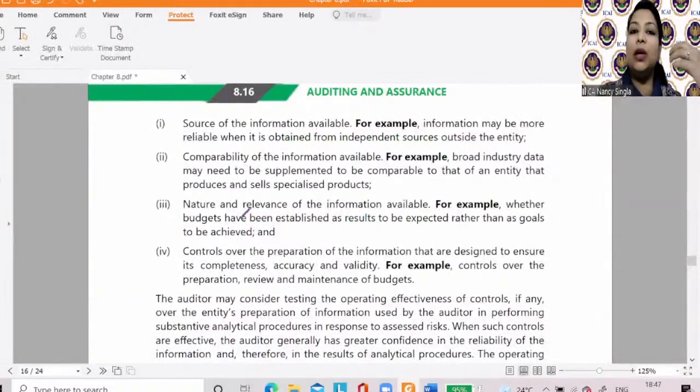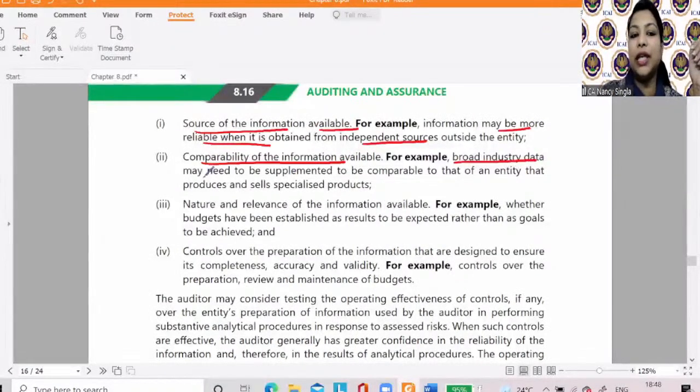So we are seeing that when the auditor has decided a particular substantive analytical procedure, so yes, students have correctly answered that when internal controls are strong, when internal controls are effective. Correct. Narayanan, Satya, Pratap, and then Chaitanya. You all have answered correctly. So source of information available. So information may be more reliable when it is obtained from what? Independent source.